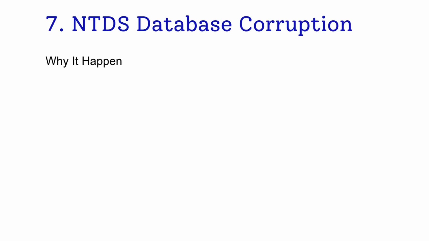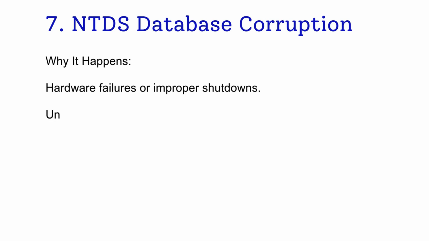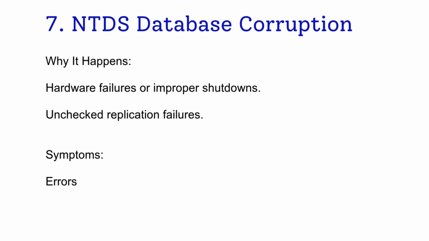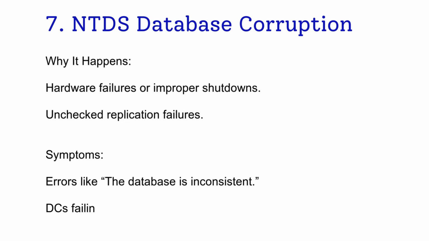Number 7, NTDS database corruption. Why does it happen? Because of hardware failure or improper shutdown, and unchecked replication failures. The symptoms are errors like database is inconsistent, or domain controllers failing to start properly.